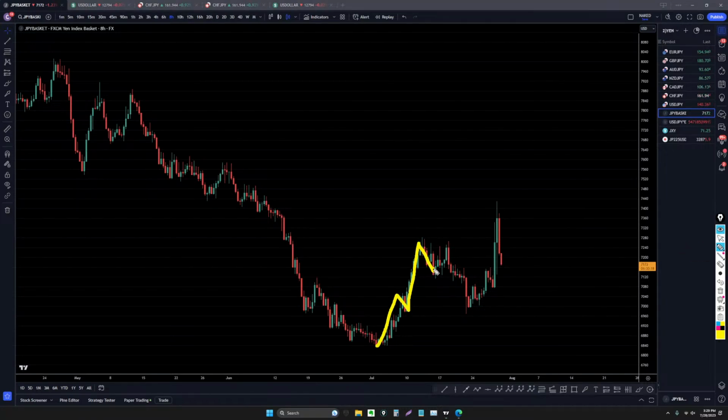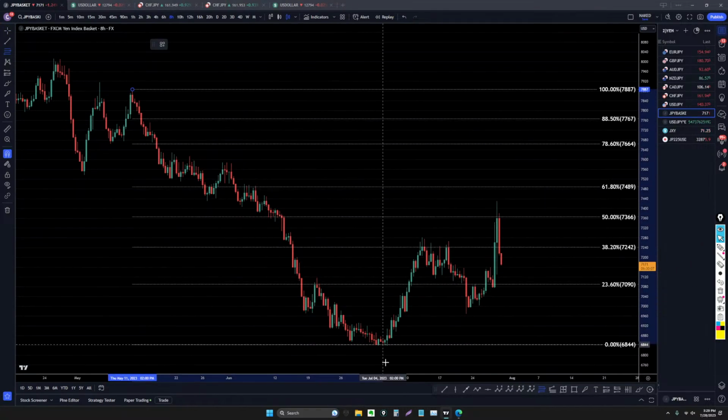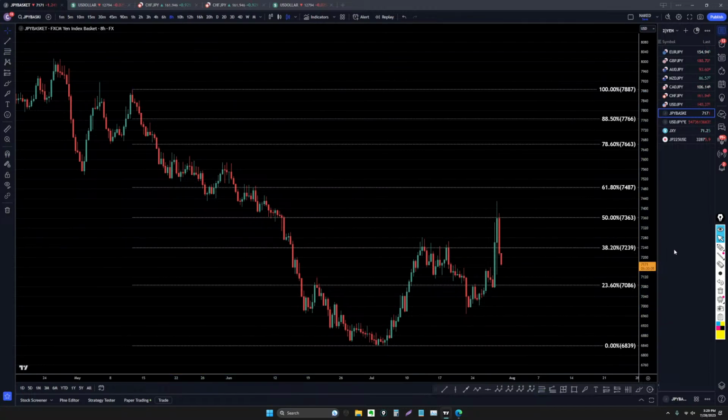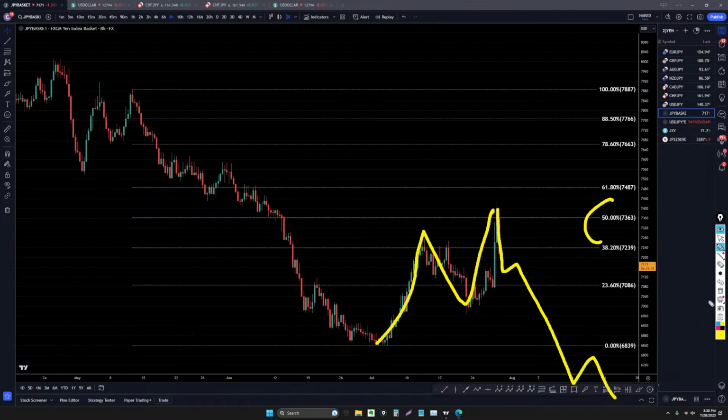1, 2, 3, 4, 5. A, B, C down. B, uptrend. C. That is extremely clear right there. Put our Fibonacci on there. Oh, look at the Fibonacci bounce. 1, 2, 3 waves up right to a Fibonacci level, impulsive down. That's going down for sure.